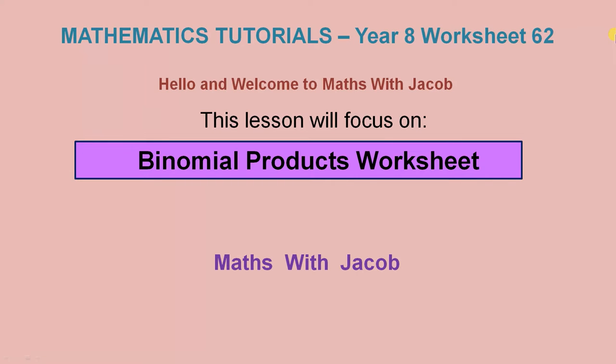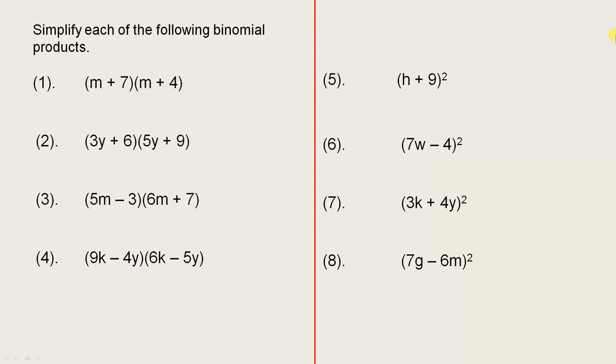This lesson will focus on binomial products worksheet. So this video presents a worksheet on the topic of binomial products. Now, a binomial is an algebraic expression with two terms. So for example, m plus 7 is a binomial. m plus 4 is a binomial. So we have one binomial here and we have another one there.